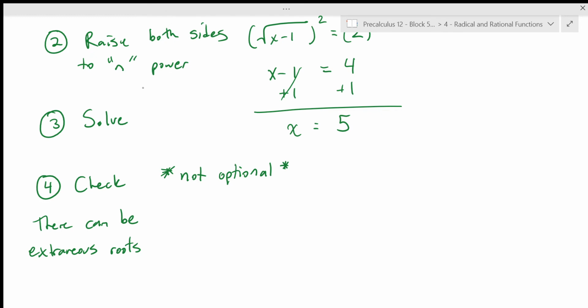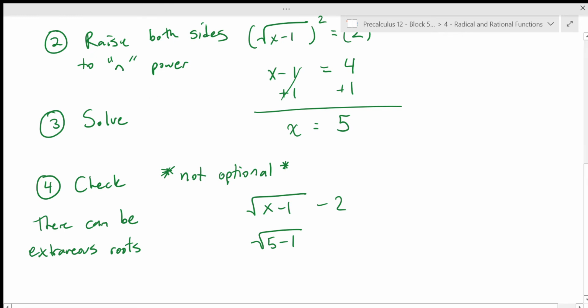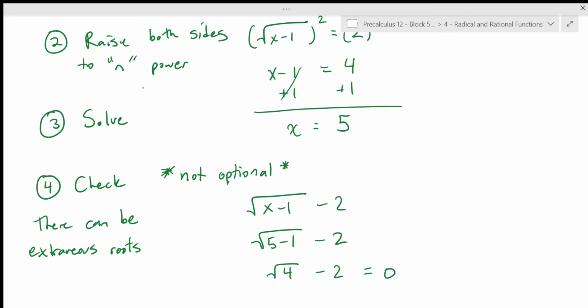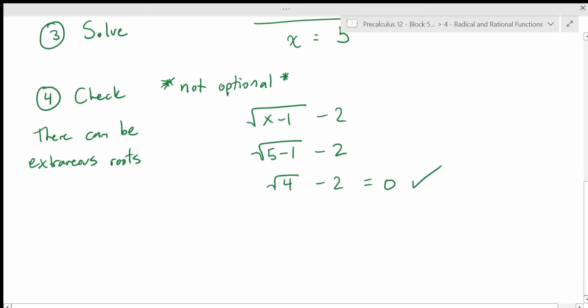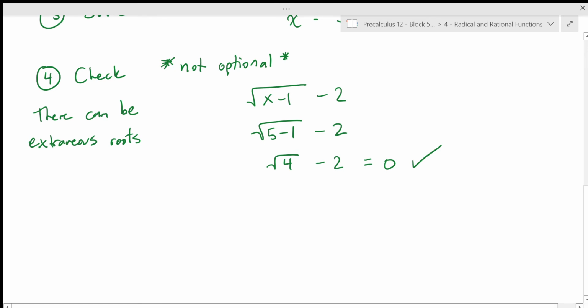So let's see. We have radical x minus 1 minus 2 equals 0. So let's plug in radical 5 minus 1. That's what we're trying to get. We actually can leave off that equals 0. Radical 5 minus 1 minus 2. That's radical 4 minus 2. And that truly is equal to 0. So that checks out to what we were supposed to be finding. Okay.